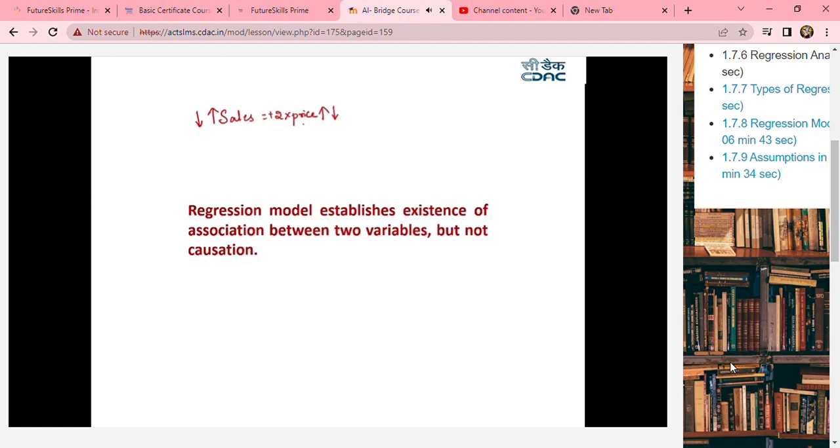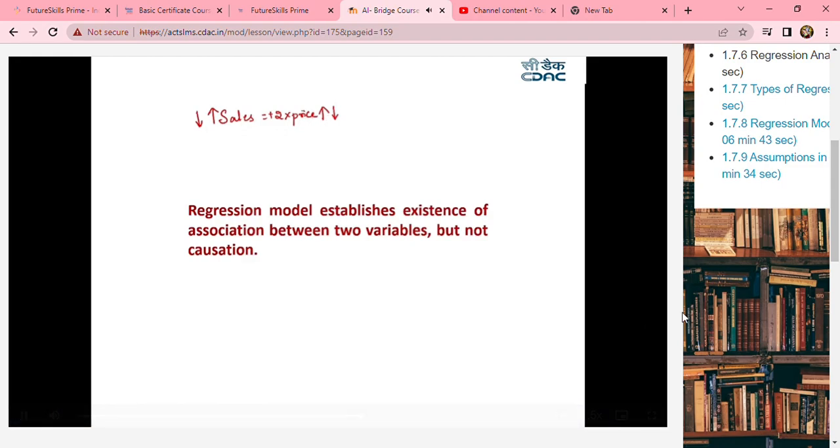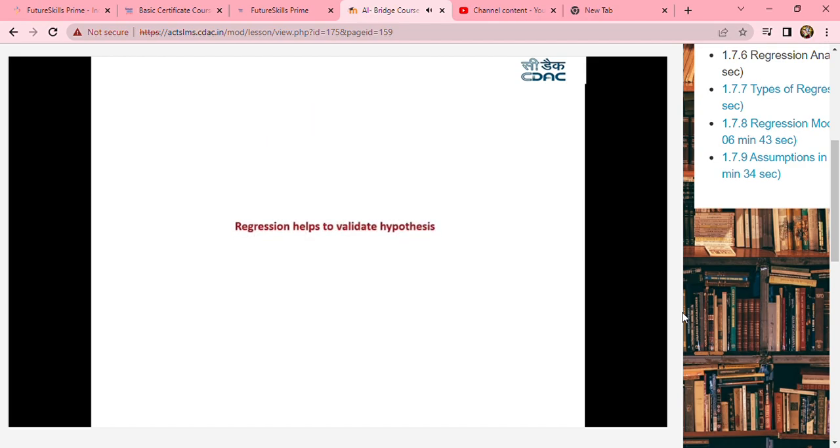But it doesn't mean that the increase in sales is because of the increase in price. No. What does this tell you? Price plays a role as one of the parameters in the increase of sales, but price is not the causation of either the increase or the decrease of the sales. Hence, we say that regression is not a causation.